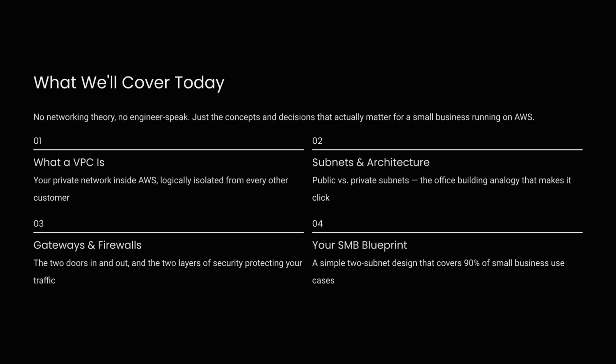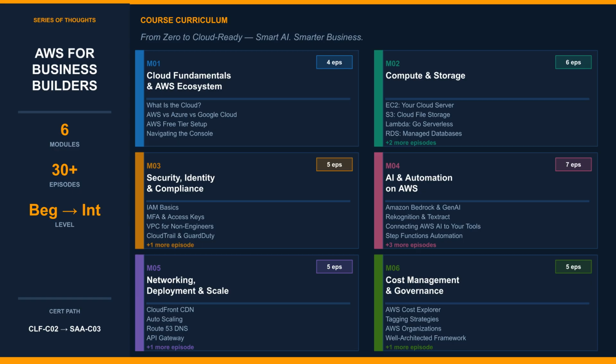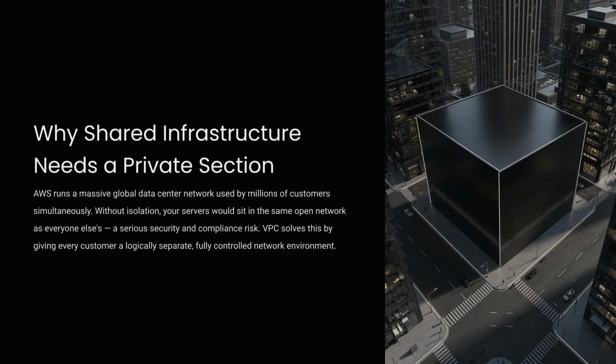In this video, we'll cover what a VPC is, exploring subnets and architecture using a helpful office building analogy. We'll discuss gateways and firewalls, and finally, look at a simple blueprint for small business use cases. This video is part of a larger curriculum, AWS for Business Builders, designed to take you from zero to cloud ready.